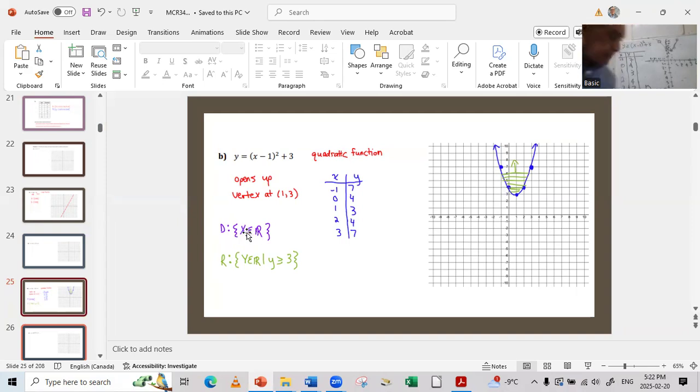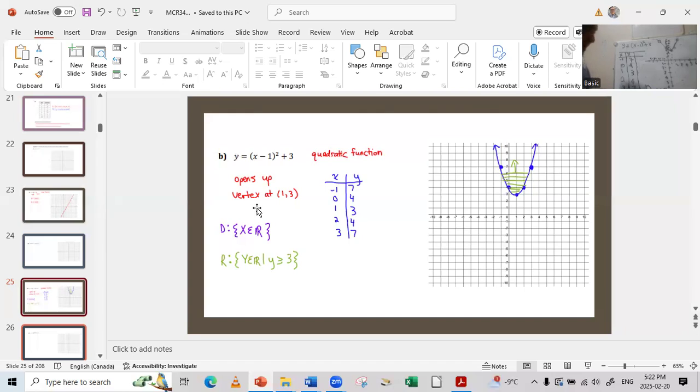X belongs to all the real numbers. This is the domain. And the range, y belongs to all real numbers, but y is greater than 3, because like you see here, y did not start from 0, it starts from 3. What about the vertex? What do we mean by the word vertex? The vertex here is the bottom of that curve. The vertex is the point where the curve will change its situation.